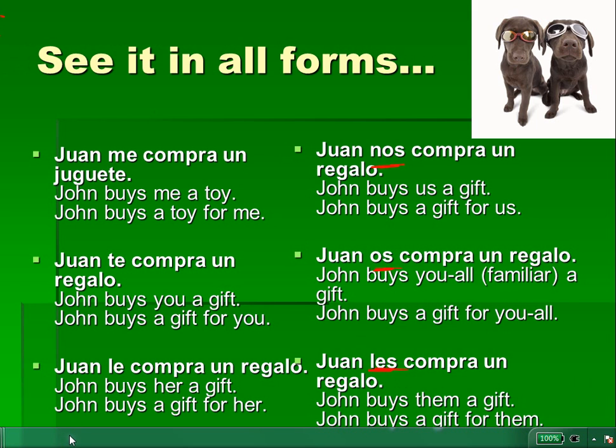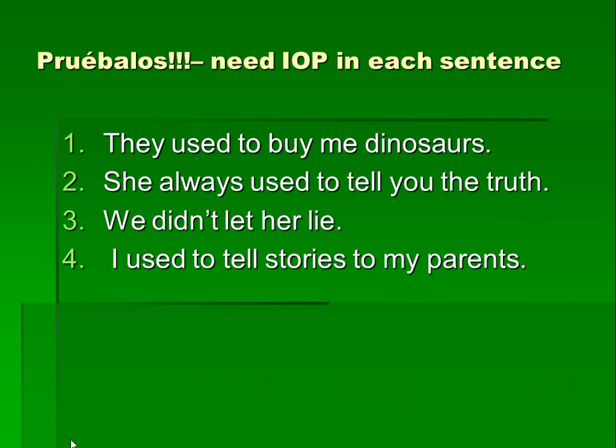So let's see some more examples. So you guys try these on your own and see if you can do it. Number 1, they used to buy me dinosaurs. So remember, what would be your indirect object pronoun in that sentence? For whom did they buy the dinosaurs? For me. So that would be your indirect object. Where does your indirect object go? In front of the verb. So you want that to be before buy when you make your Spanish sentence.